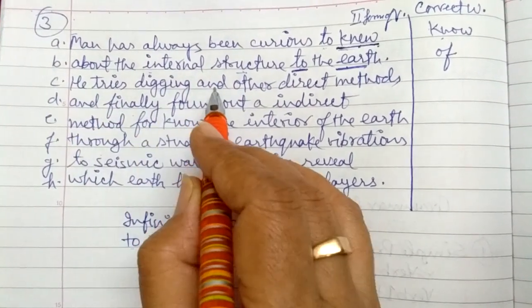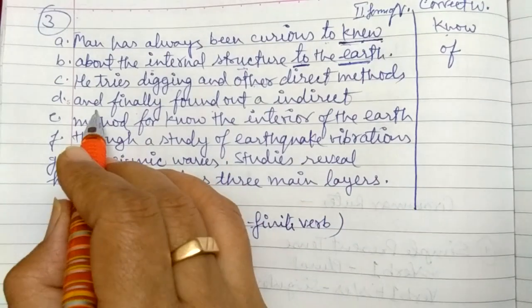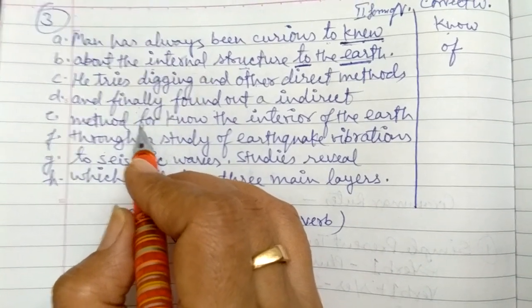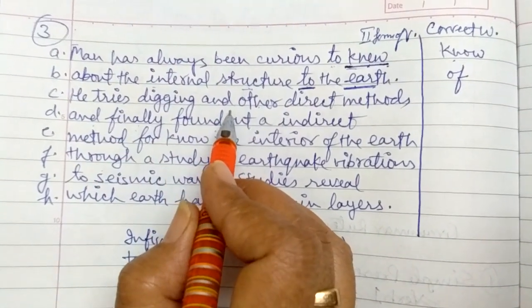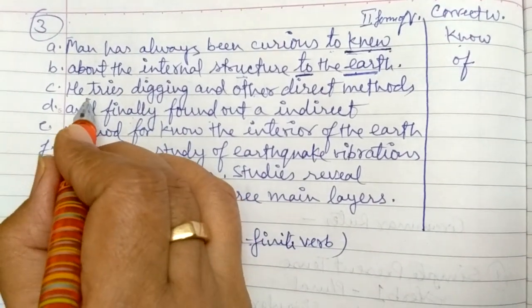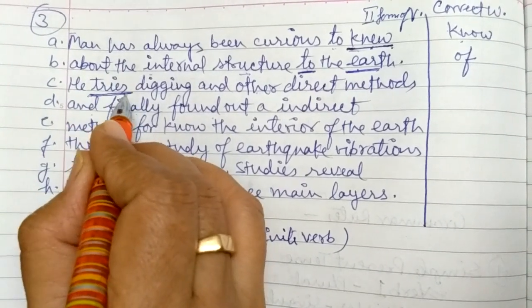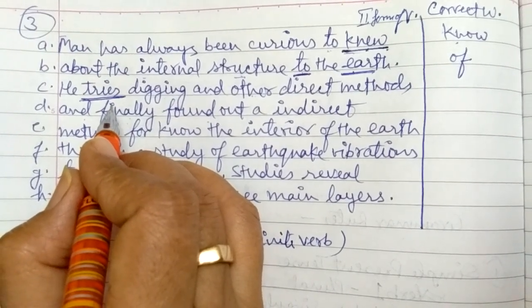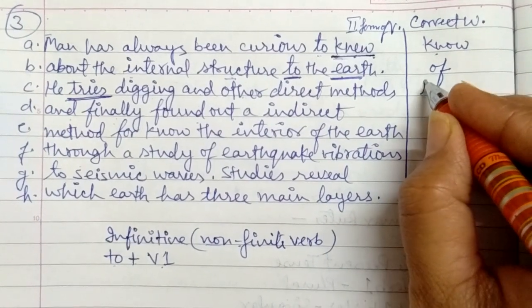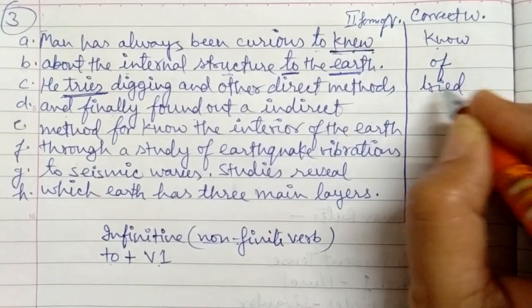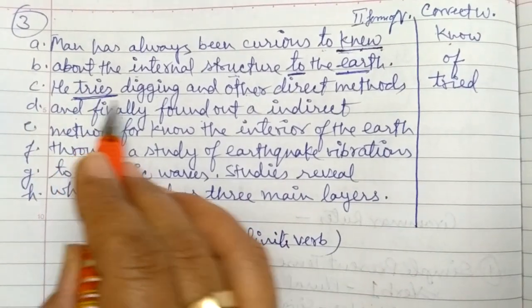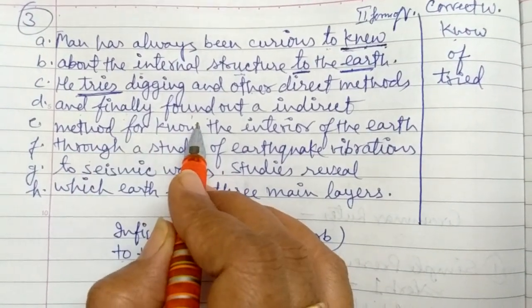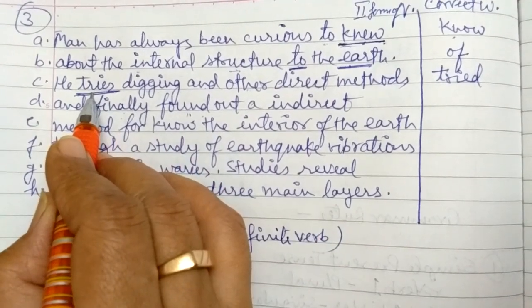He tries digging and other direct methods and finally found out an indirect method. So after reading fully, we can understand that we are talking about the methods man has already tried. That is why this verb is wrong, and here we should not use present tense because we are talking about all the methods which he has tried till now. So the verb "tries" is wrong and it should be "tried", past tense. He tried digging and other direct methods and finally found out. So we can see that this is past tense. Here also we should use past tense.